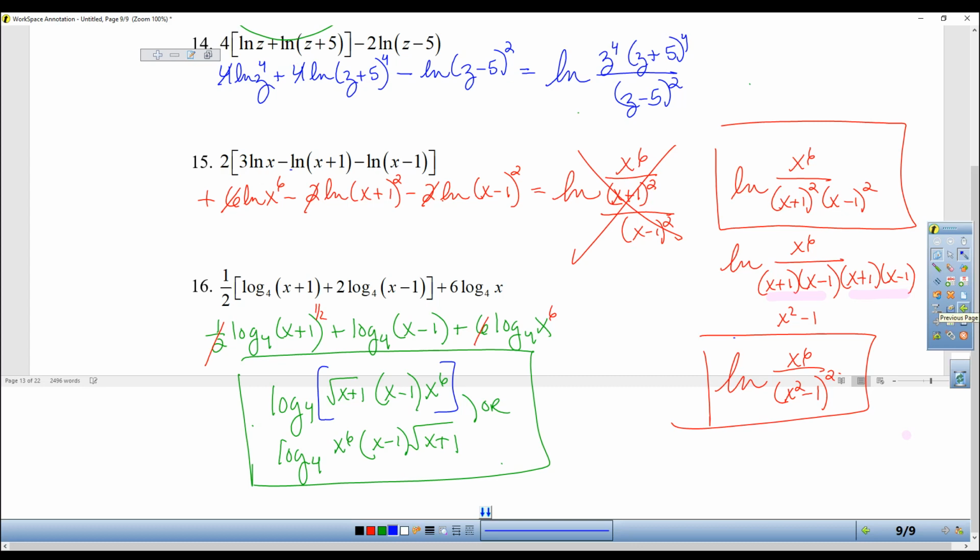All right, so that's it for expanding and condensing. Like I said, once people get it, it's usually the favorite section in chapter 3.